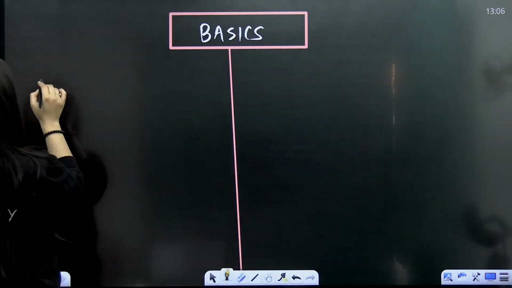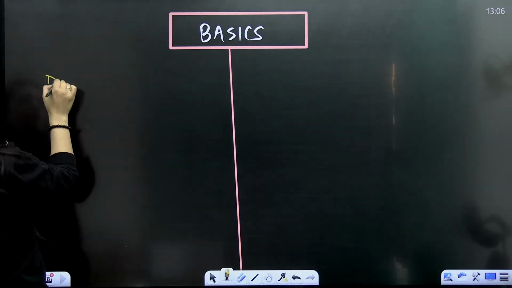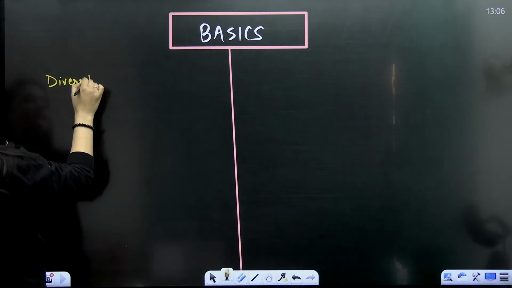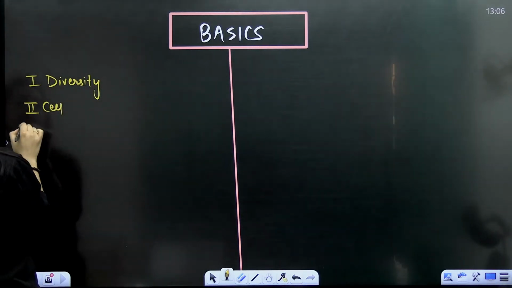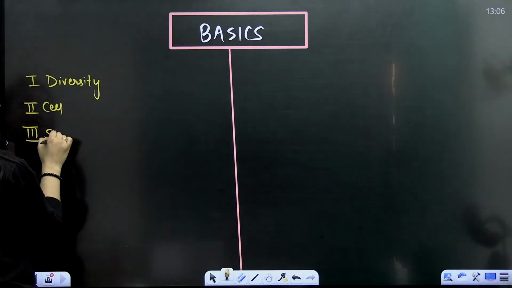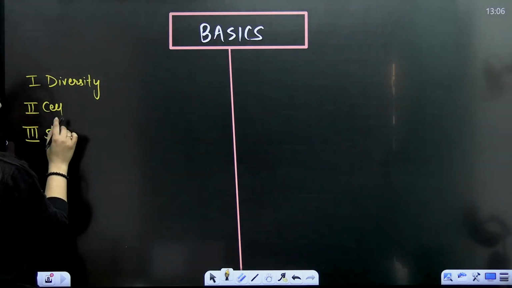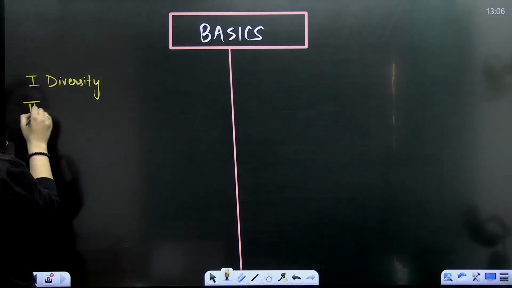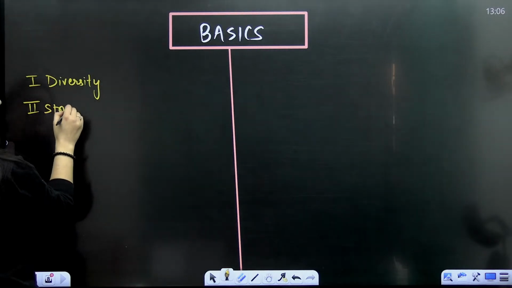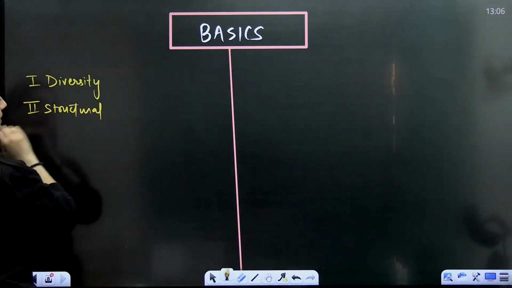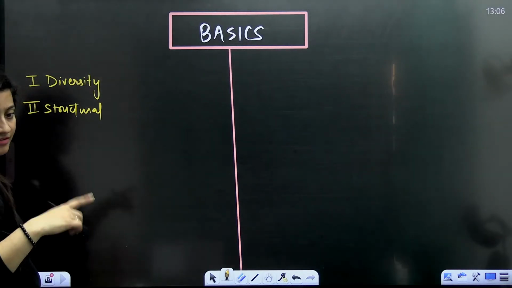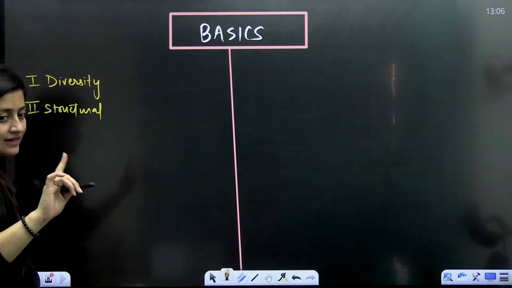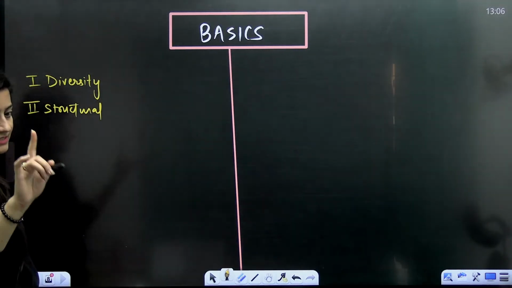See, first of all, when you talk about your class 11 syllabus, you have diversity, the first unit. Then you have the cell unit. I'm not telling you in a particular sequence. Okay, I'll tell you. You have structural organization in plants and animals. I'll share the official syllabus PDF in our Telegram group.